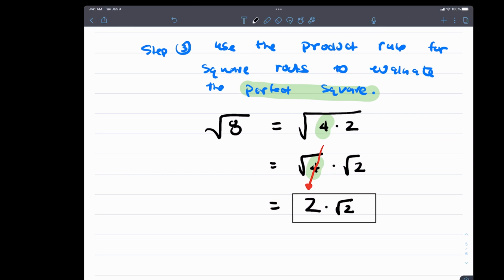Because the square root of 2 is a symbolic number. Like e is a symbolic number. Pi is a symbolic number. Yes, square root of 2 is approximately 1.41. But this is the symbolic answer. This is what they want you to do to simplify the square root of 8, ladies and gentlemen. There it is. That's the process.